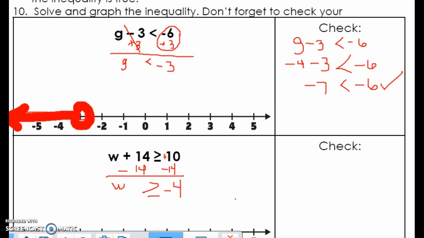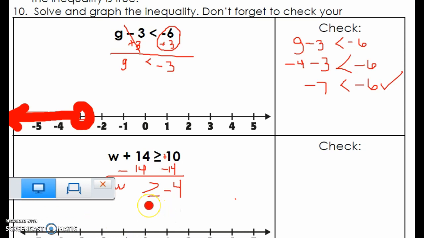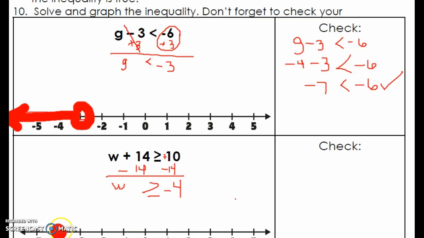Let me see if I can shrink this up a little bit. Simple. Here we go. I need to draw a closed circle this time on negative 4, and I don't know if you can see mine because I think it's been cut off, but try your best. So I'm going to draw a closed circle. I'm going to draw it really big so you can see.